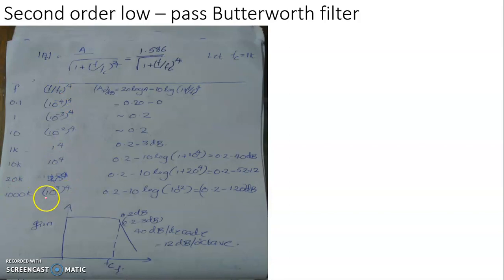Then F by FC is 1000. So F by FC all raised to 4 is 1000 raised to 4, that is 10 raised to 12. Then the gain will be extremely small, of the order of 0.2 minus 10 log 10 raised to 12, that is 12 into 10, 120. 0.2 minus 120. It is an extremely small gain, where the amplifier is offering a gain extremely less than 1, and is of no use. Such a signal will then be attenuated, of course.